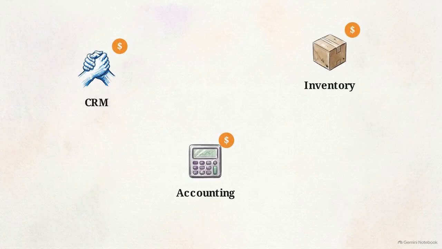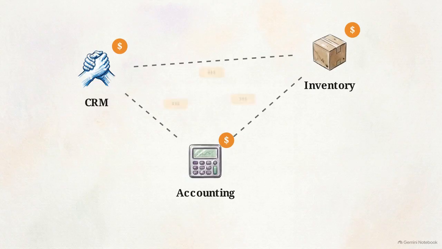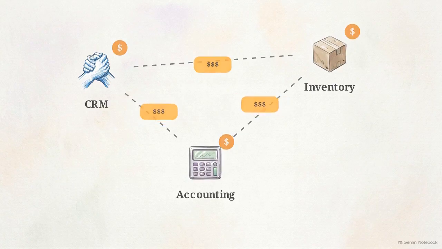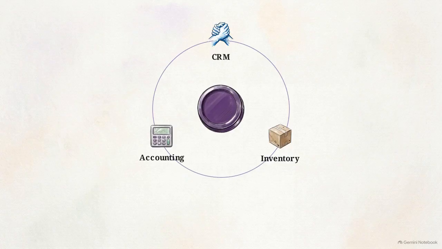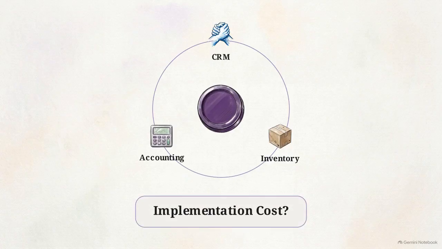Every single one of these tools charges its own monthly subscription fee. Worse, none of them actually talk to each other without you paying for expensive third-party integrations. This brings us to a completely different approach. Odoo is a single, connected platform that replaces that entire web of tools with over 40 integrated business applications.